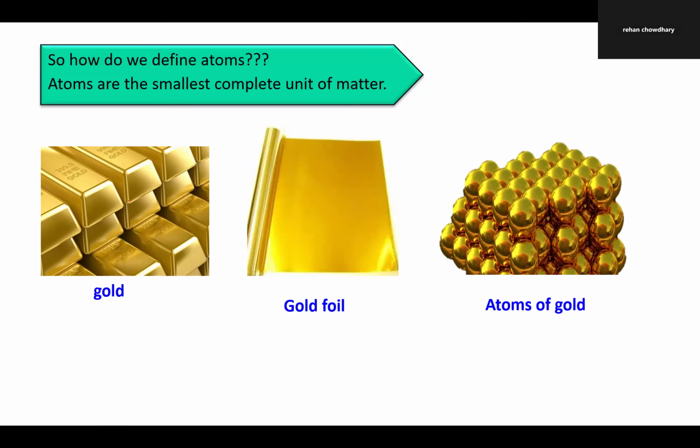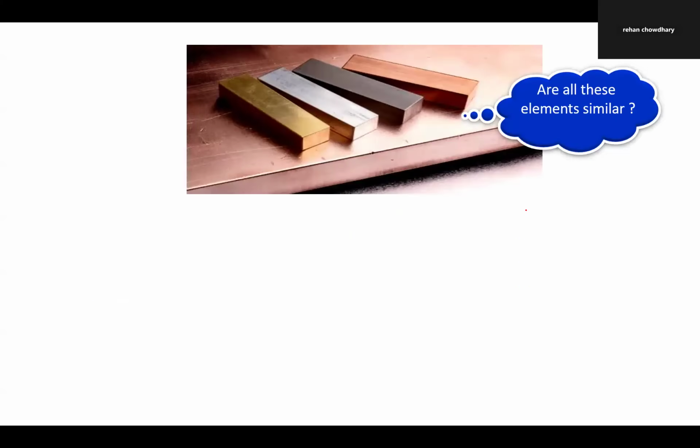If I cut it, I will get a thin film of gold. Inside the thin film of gold, I'll have many gold atoms. All atoms of gold are identical. Clear, beta? So what is the smallest particle in this? Atom. For a different element, I have taken different elements here.